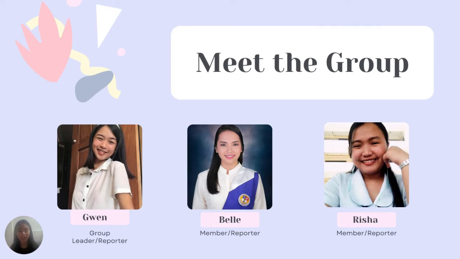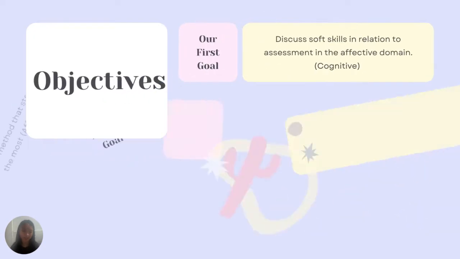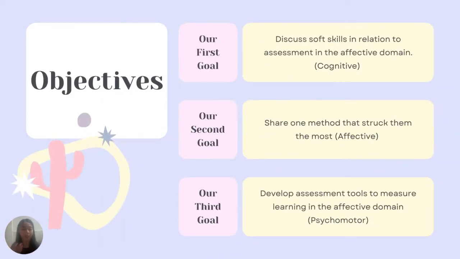Okay, so let's start the discussion. Let me tell you the objectives for our discussion today. The first objective is to discuss soft skills and their relation to assessment in the affective domain. The second is to share one method that struck you the most, and then develop the assessment tools to measure learning in the affective domain.